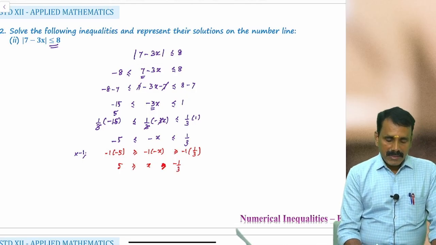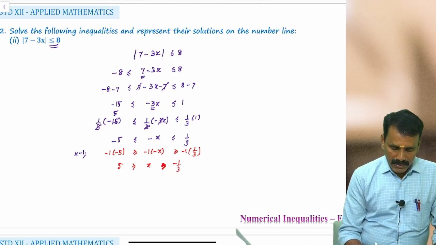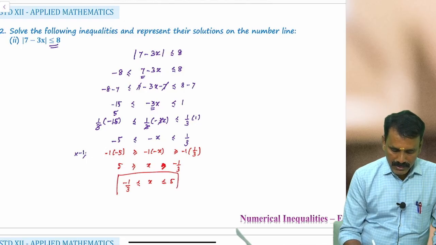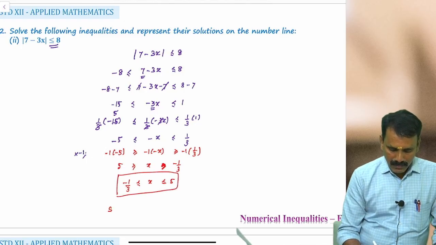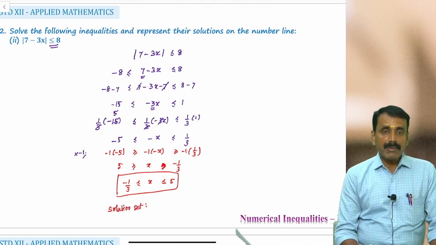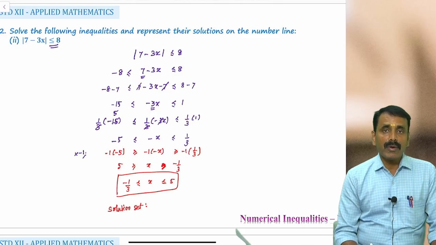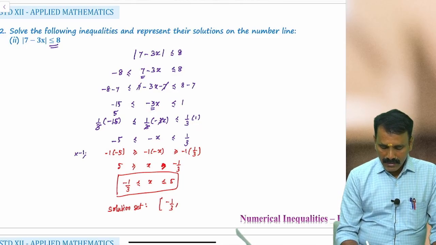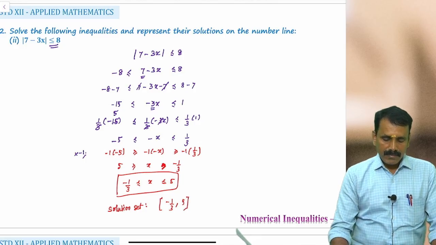So we try to rewrite this inequality. The inequality is rewritten as minus 1 by 3 less than or equal to x less than or equal to 5. So this is the solution set. When you write this in interval form, the solution set will be: x lies between minus 1 by 3 and plus 5 and both values are included. So we write minus 1 by 3 closed interval comma plus 5. So this is the answer.